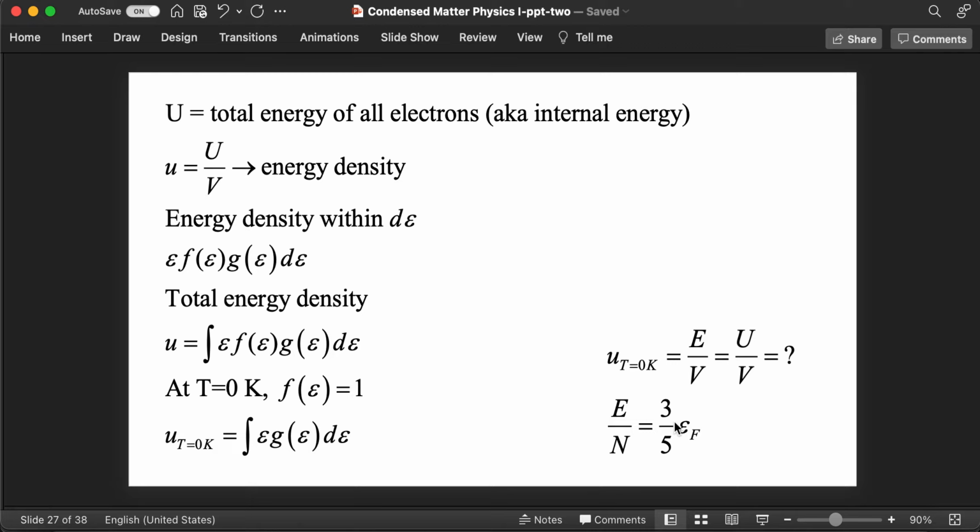Again, at t equal to 0, the value of f of E, the fractional occupation, is basically 1. So I will immediately get a simpler form of this integral. Please do this integral and calculate u at t equal to 0 and show that you get this expression: E by n is 3 by 5 into the Fermi level. It's a very simple integral to do. Please show this.